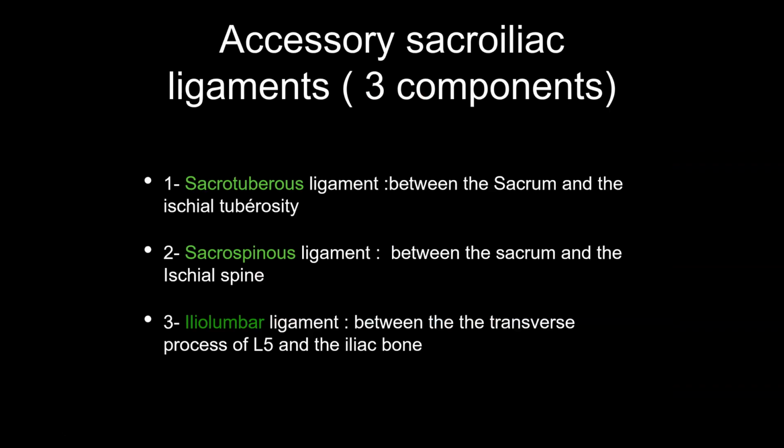And these are the accessory sacroiliac ligaments. So we have a very important sacroiliac ligament between the sacrum and the iliac bone, and some accessory ligaments connecting the sacrum with the iliac bone. As we said, the sacrotuberous ligament between the sacrum and the ischial tuberosity, the sacrospinous ligament between the sacrum and the ischial spine, and there is the iliolumbar ligament. It is not arising from the sacrum, but it is important in the stability of the joint. It is a strong ligament between the transverse process and the body of L5 and the iliac bone.